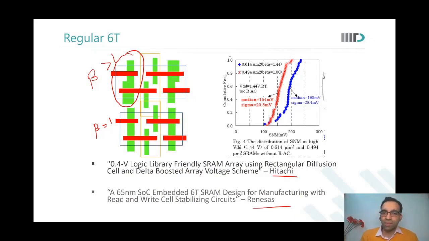This is the 614, the bigger cell, which had beta ratio greater than 1. And this is the SNM. The worst case SNM is this. This is a cell with beta ratio equal to 1. Naturally, its median and mean SNM is going to be lesser than the cell with beta ratio greater than 1. Are you able to see this still here?